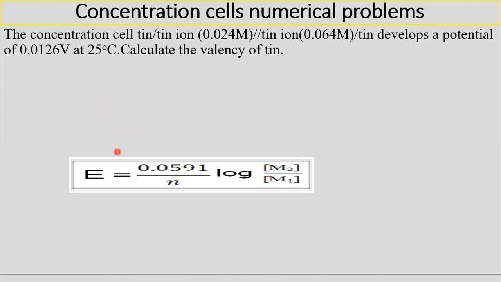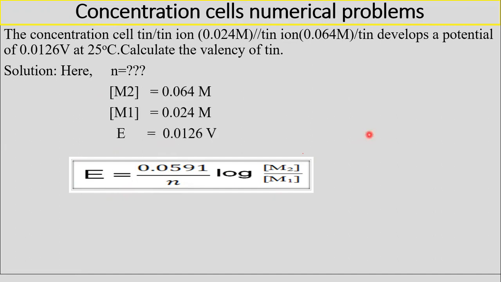Now, since it is a problem related to concentration cell, we will apply the formula for concentration cell. E concentration cell is equal to 0.0591/n log(M2/M1). Then find out what you have to calculate from the question, that is the n value, the valence. The data given is both the concentrations and the potential value. Applying in the formula, we will get n equal to about 1.998, which is approximately equal to 2. So the valency of tin is 2.